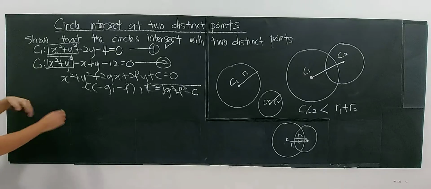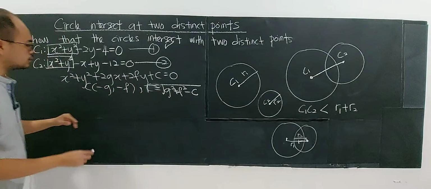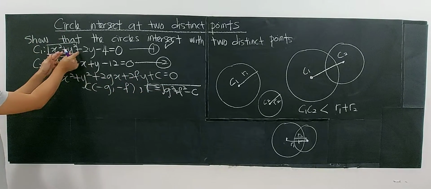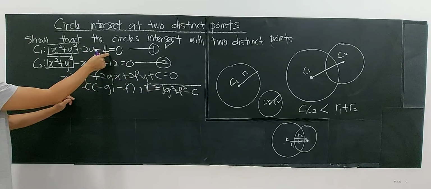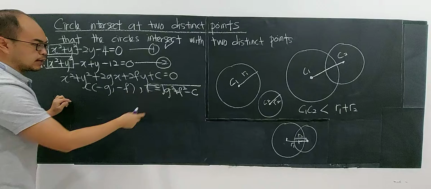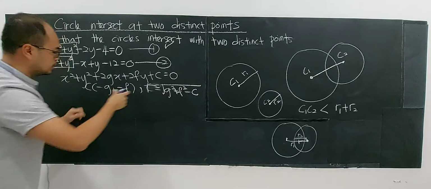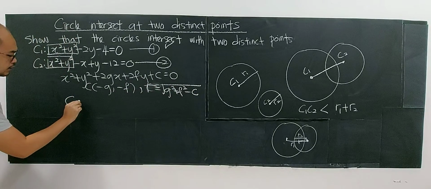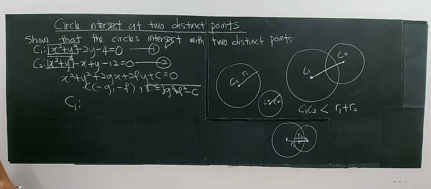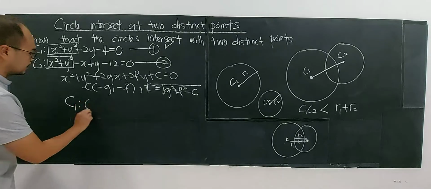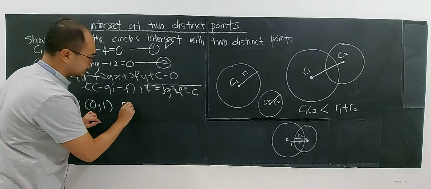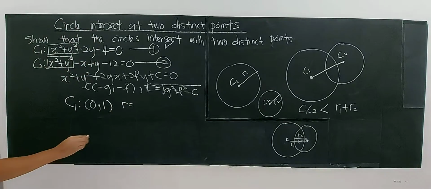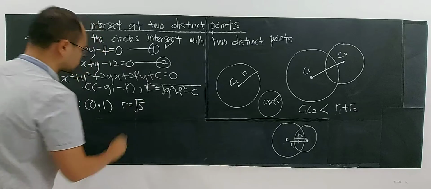I'm not going to show you how to do this. I just compare 2g with 0, 2f with negative 2, and c with negative 4, find the values of g and f, and plug in all the values. I tell you the answer: for the first circle, the center will be (0, 1), and the radius I found will be the square root of 5.